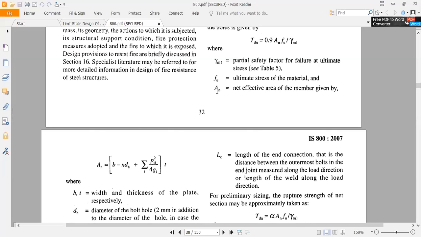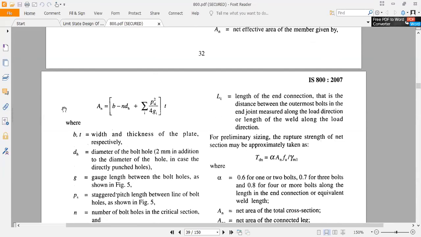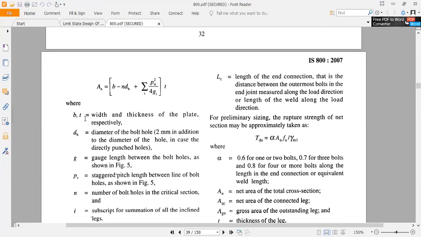Then An, what is An? Net effective area of the member, given by An equal to within brackets b minus n dh plus summation psi square by 4g, within brackets finish, and then multiplied by small t. What are b and t? b is the width and t is the thickness of the plate.